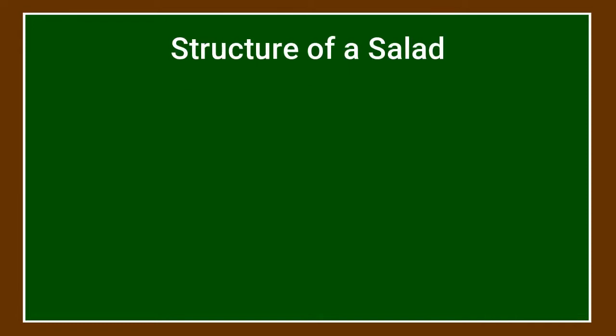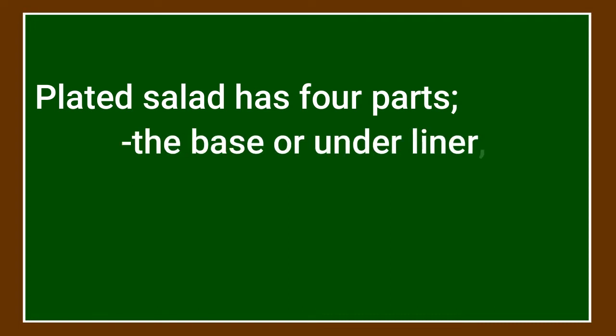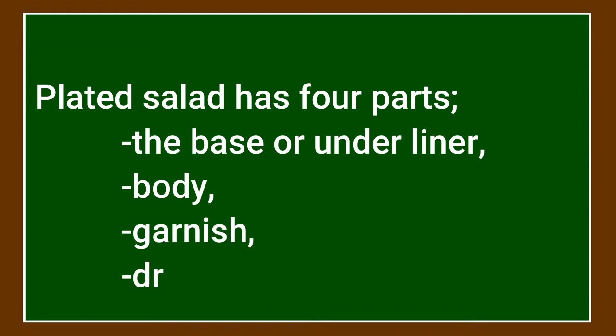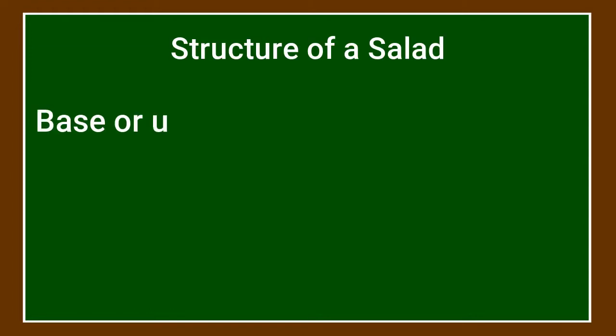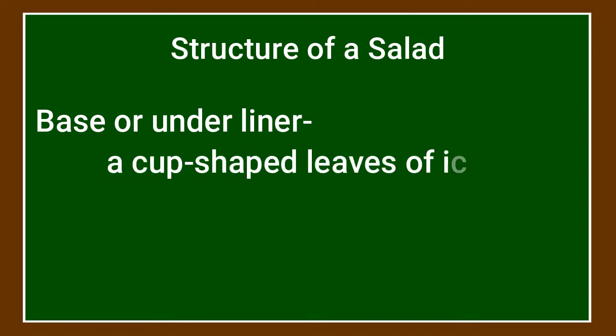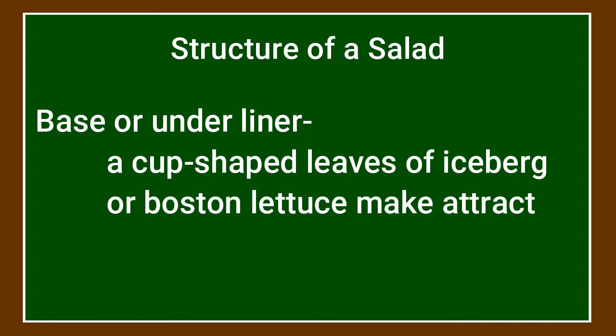Structure of a salad. Plated salad has 4 parts: the base or underliner, body, garnish, and dressing. Base or underliner. A cup-shaped leaves of iceberg or Boston lettuce make attractive bases. They give height to salad.